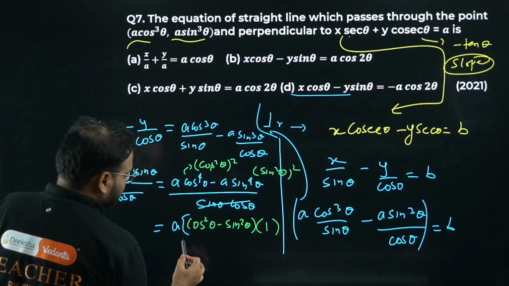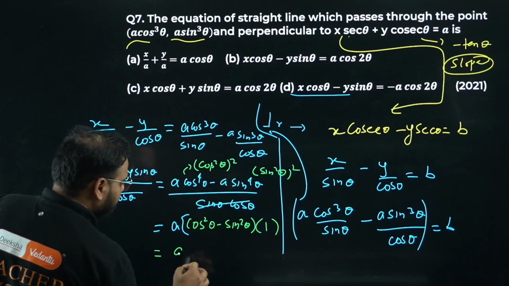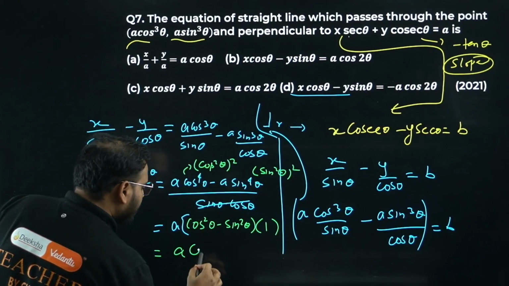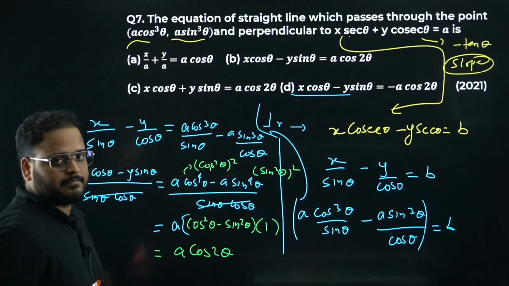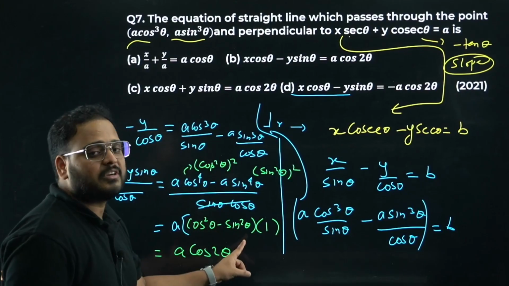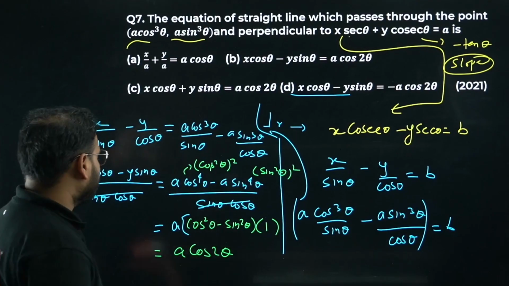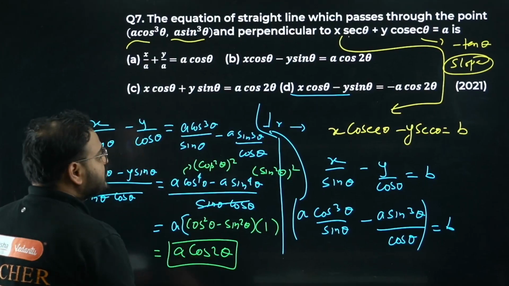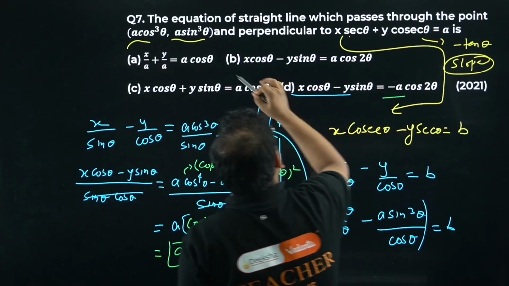Okay, this is nothing over here. What is this formula, sir? Cos square minus sine square becomes simply cos 2 theta. Remember, cos square theta minus sine square theta is nothing but cos 2 theta. That's your answer: a cos 2 theta. Please check. This is negative over here. Option is B.